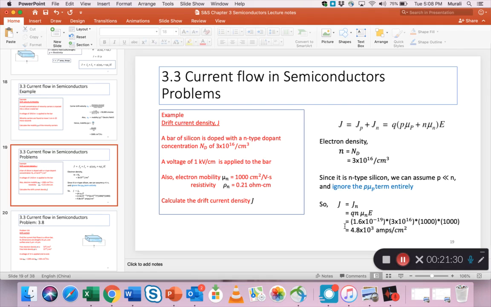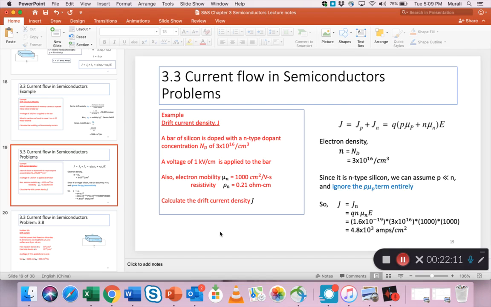This one is finally about current density. Okay. So a bar of silicon is doped with an n-type dopant, and the concentration of the dopant is Nd. It's 3 into 10 to the power 16 electrons per centimeter cube, right? So that's given. The density of the dopant is given. A field of 1 kilovolt or 1000 volts per centimeter is applied. That's a pretty high voltage, but it's applied to the bar.